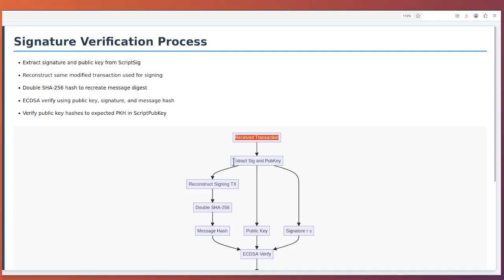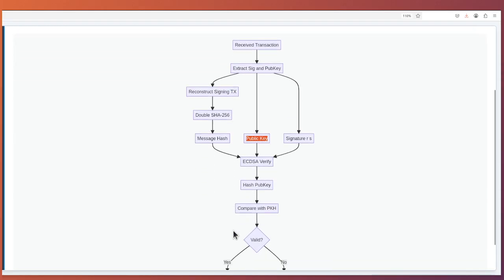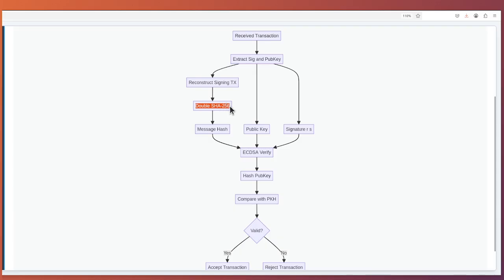Verification begins by extracting the signature and public key from the ScriptSig. The signature is DER decoded to extract the R and S values, and the SIGHASH type byte is noted. The node then reconstructs the same modified transaction that was signed, following the exact same serialization process used during signing. This includes replacing the current input ScriptSig with the ScriptPubKey from the output being spent, setting other ScriptSigs to empty, and appending the SIGHASH type. This reconstructed transaction is then double-hashed with SHA-256 to produce the message hash, exactly as was done during signing.